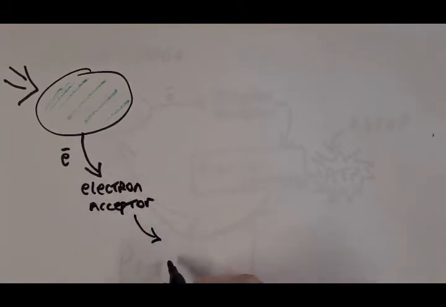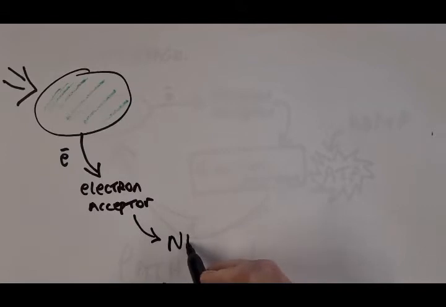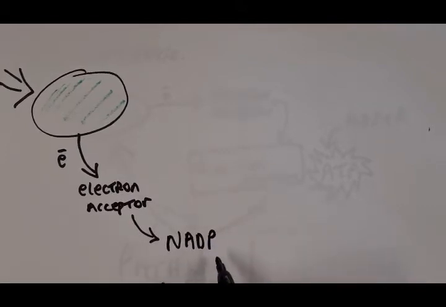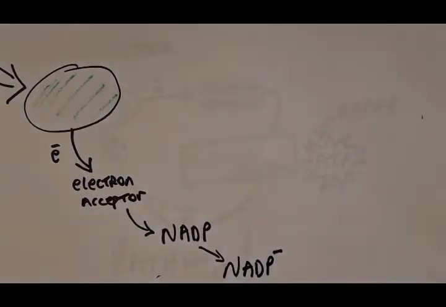And some of those electrons are actually passed on to a molecule called NADP. NADP gains an electron and becomes negative. And in chemistry, we say that NADP is reduced. So the NADP becomes negative. So we can draw that like that. NADP becomes NADP negative. So we can see now some of the electrons are actually trapped in a molecule called NADP, making it negative.